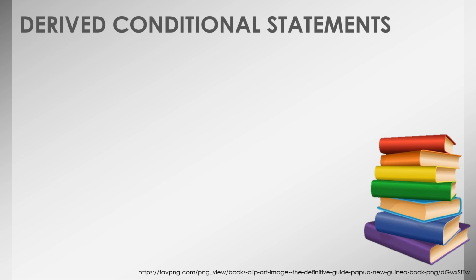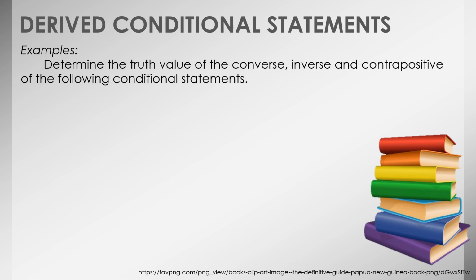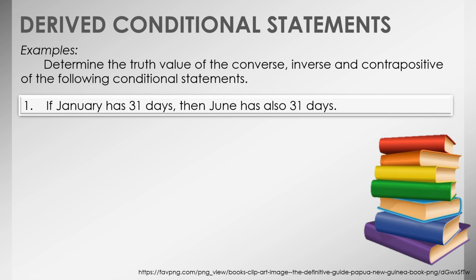To understand more about the derived conditionals, we have these examples. In this example, we are to determine the truth value of the converse, inverse, and contrapositive of the given conditional statements. For the first example, we have this. To make it easier for us to determine the truth value of these derived conditional statements, let us first determine the truth value of the P and the Q statements separately.